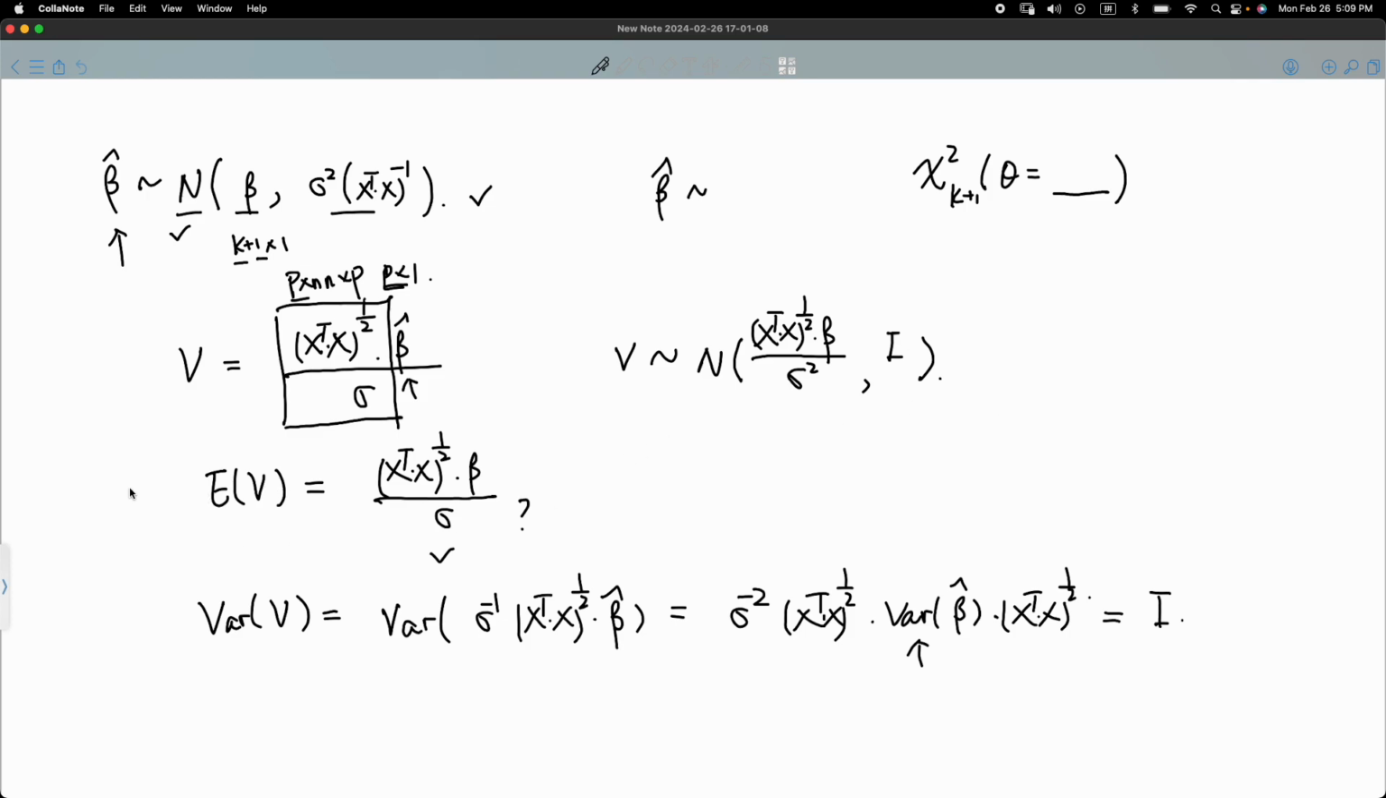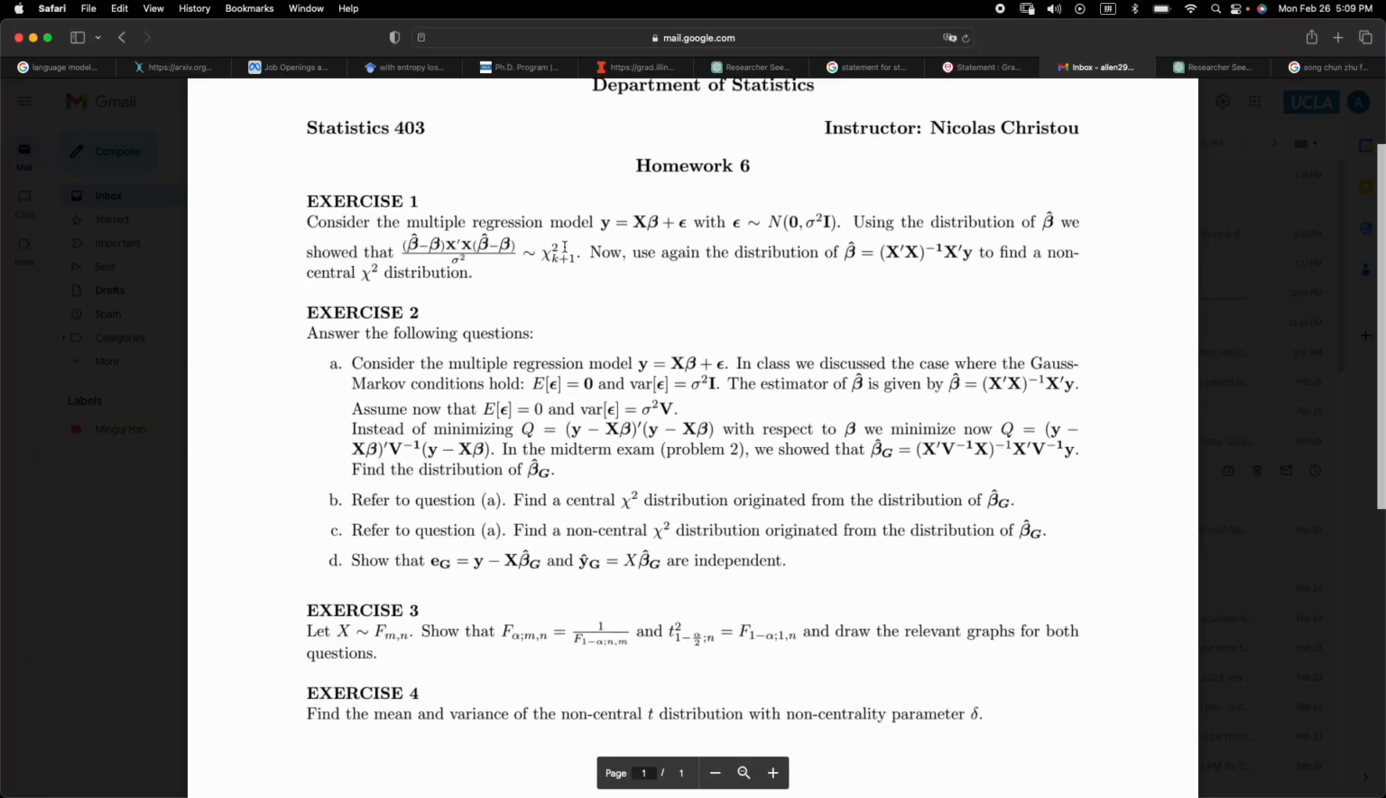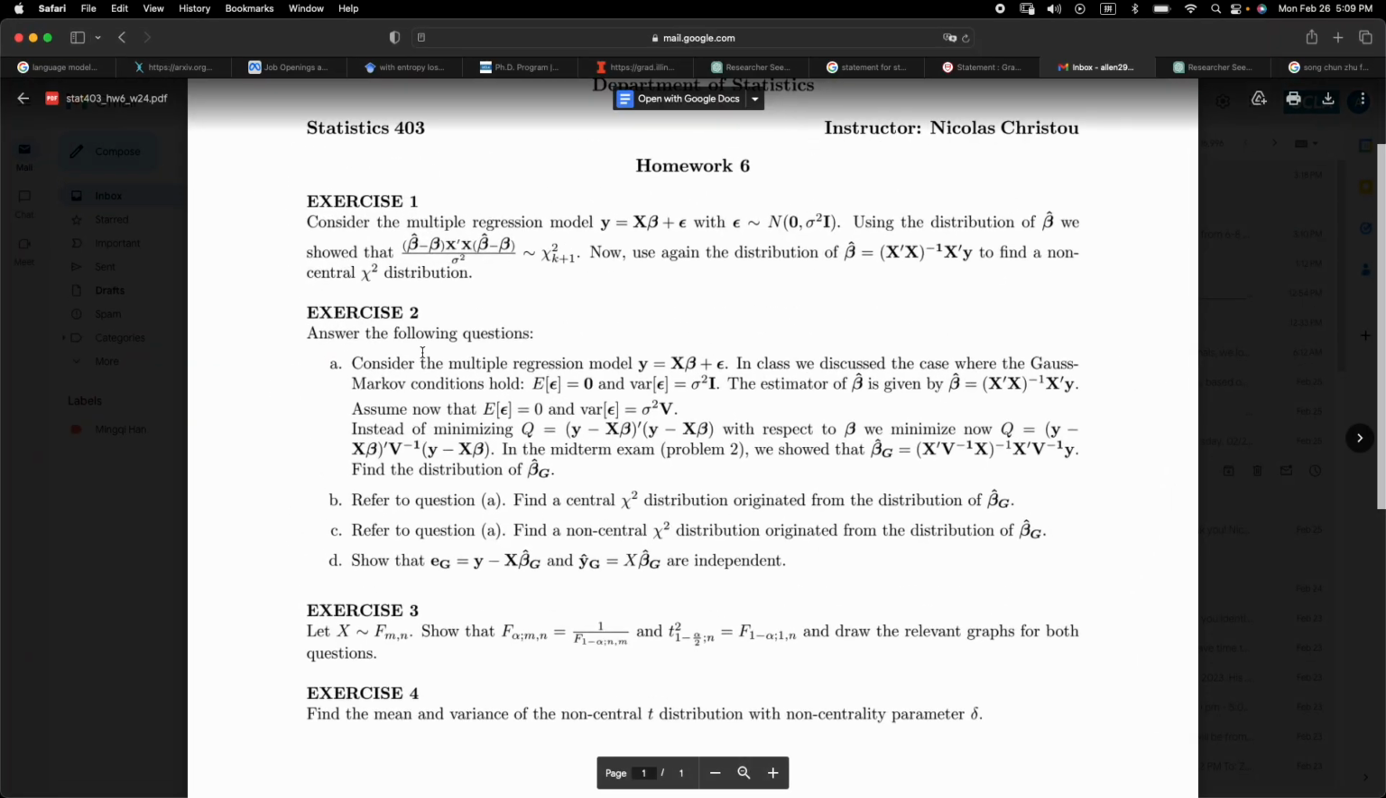Here I jump a few steps without talking about too much detail, but the same derivation comes from your homework 1. The bottom line is that the final result up to this point is that our V, the one that we define in this way, has a normal distribution with this particular mean vector and this particular variance covariance matrix. The reason we want to construct this V, and find its mean vector and covariance matrix, is that we want to answer the question from the homework to define a non-central chi-square distribution.